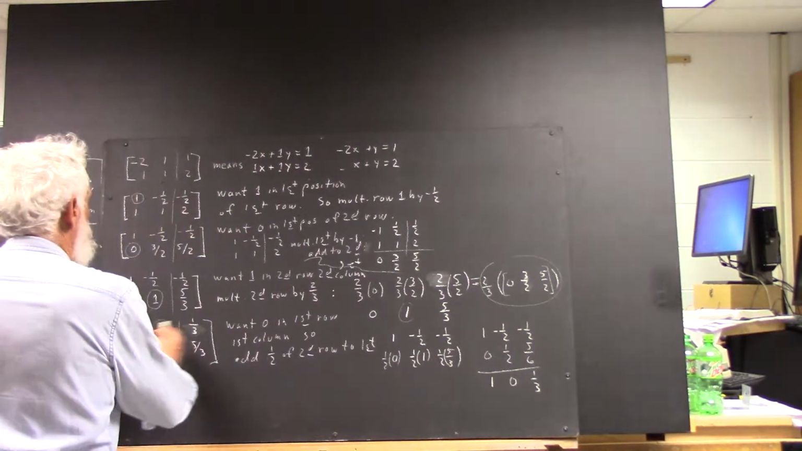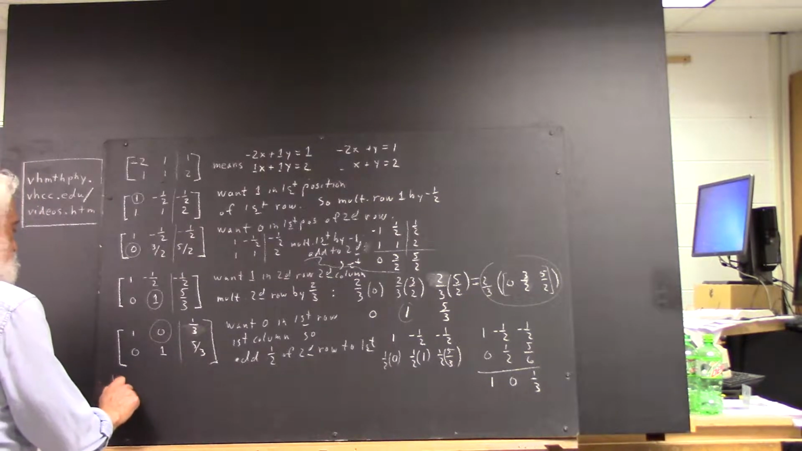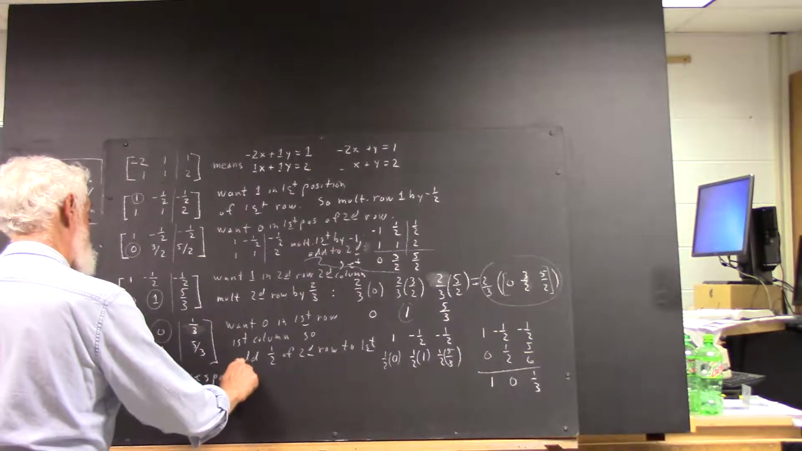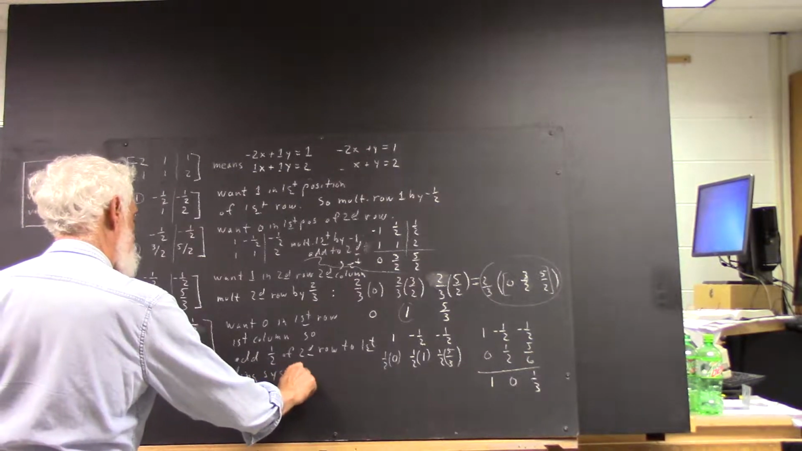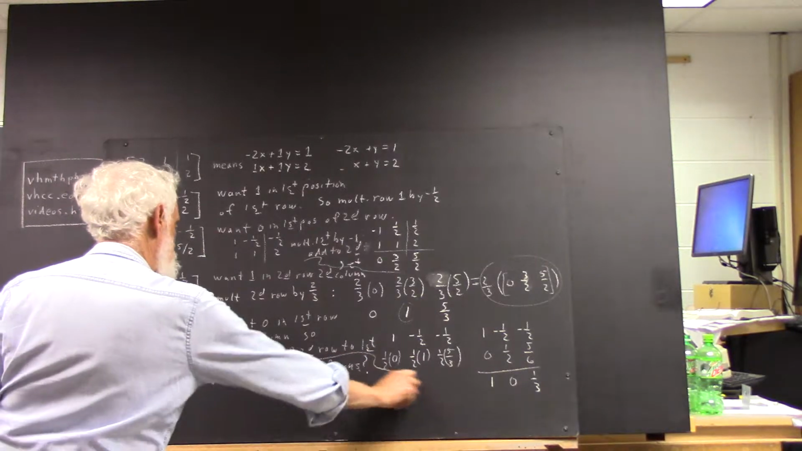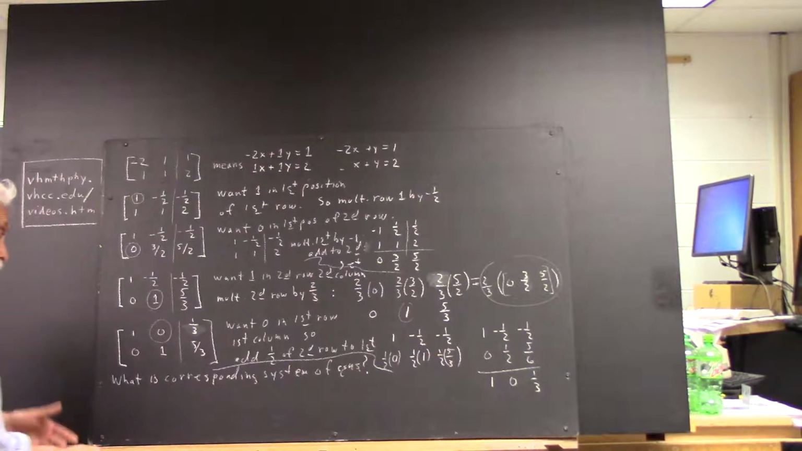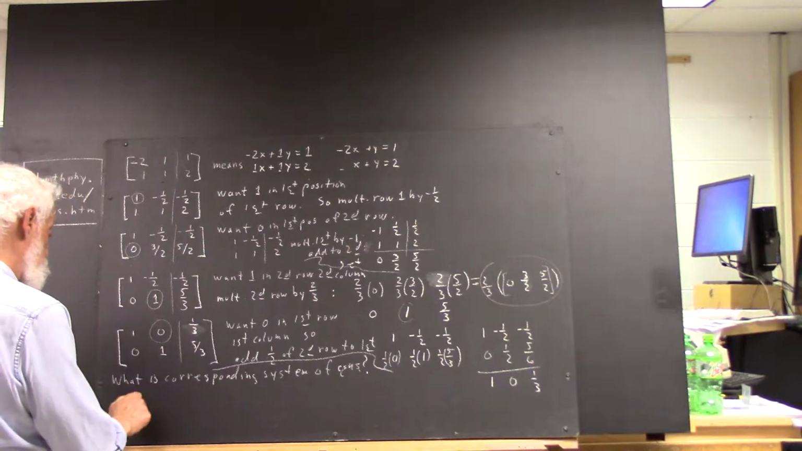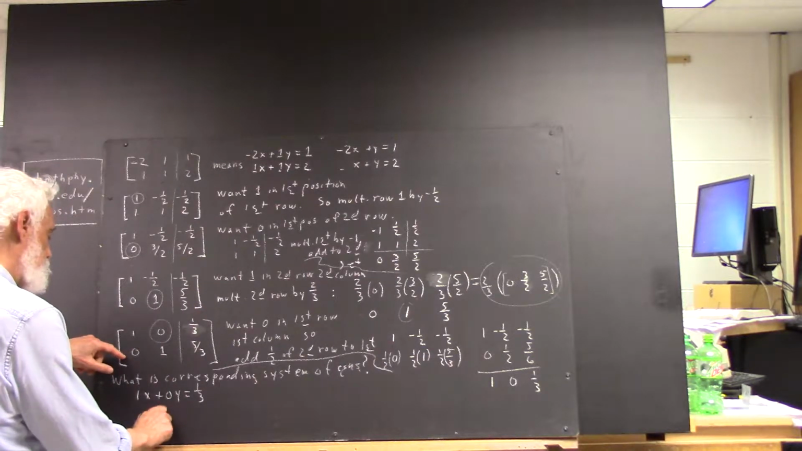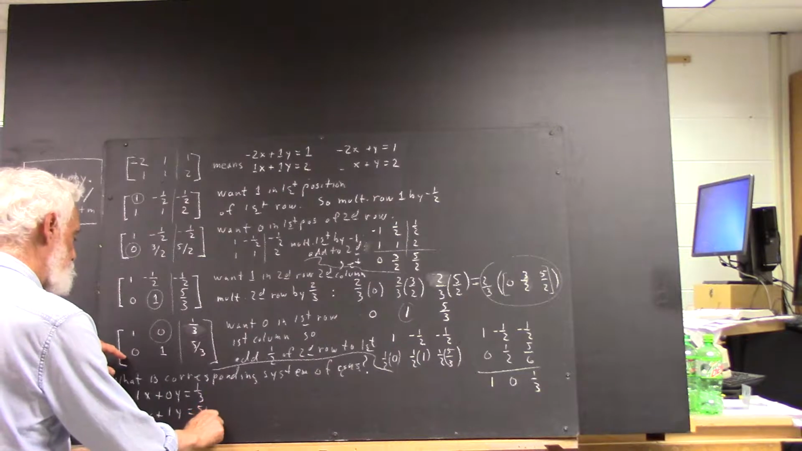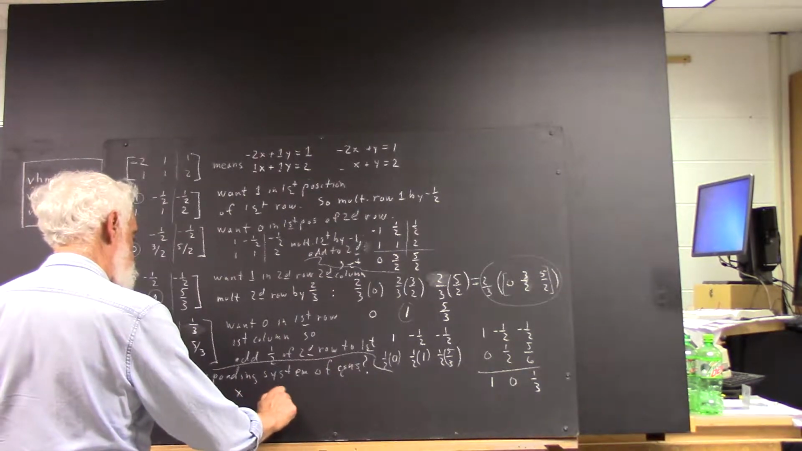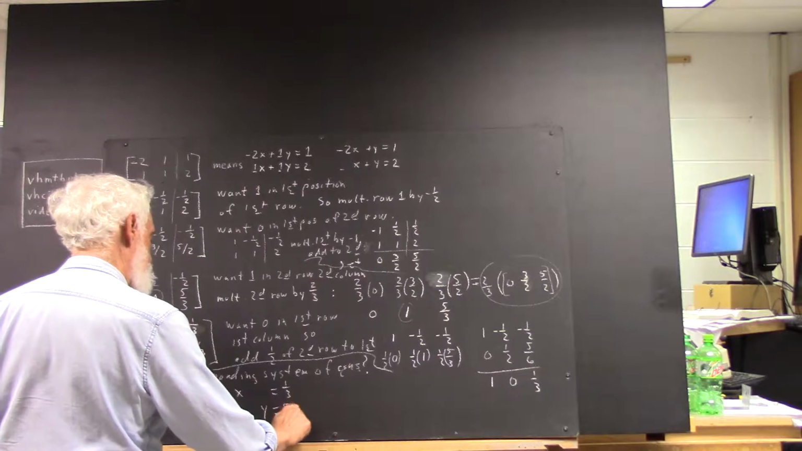Okay, again, what system of equations, put it this way, what is the corresponding system of equations? Well, you should see it. You know, this stands for 1x plus 0y equals 1/3. This stands for 0x plus 1y equals 5/3. Now 0y doesn't have to be written out, and 1x is just the same as x. That is, x equals 1/3, y equals 5/3.